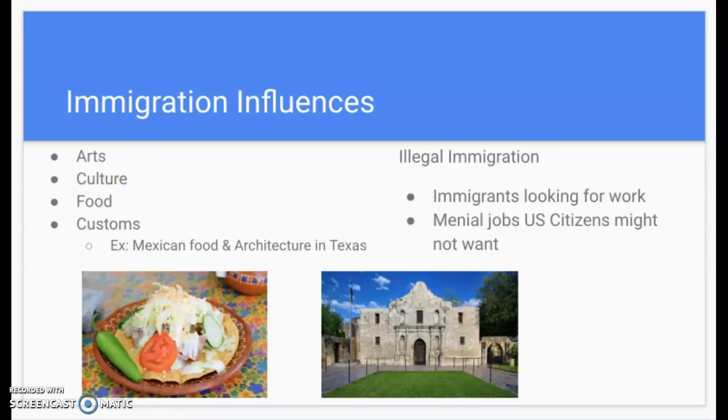Some other influences of immigration include illegal immigration. This is when immigrants are looking for work, and they come into the United States illegally. They are working menial jobs that United States citizens might not want.